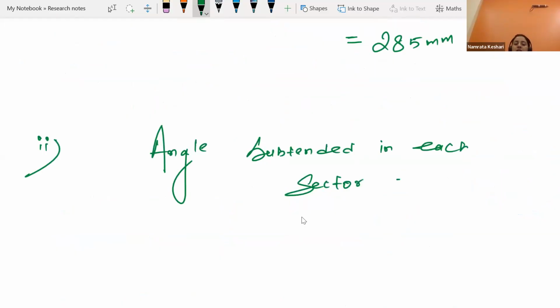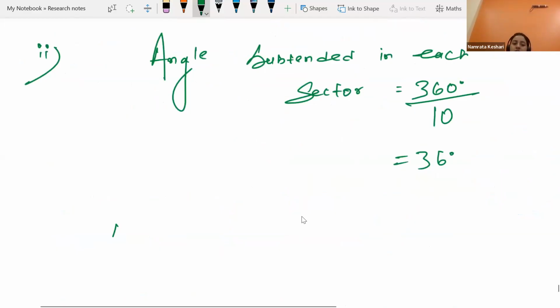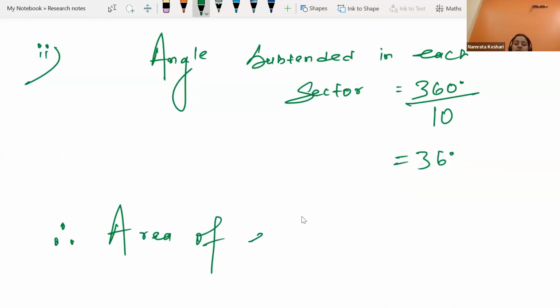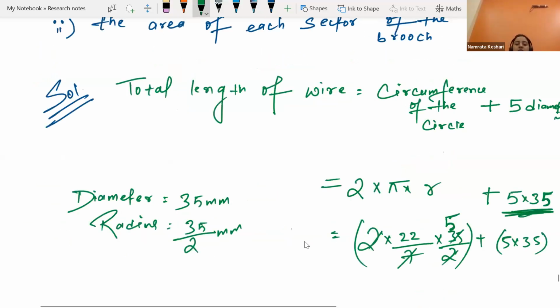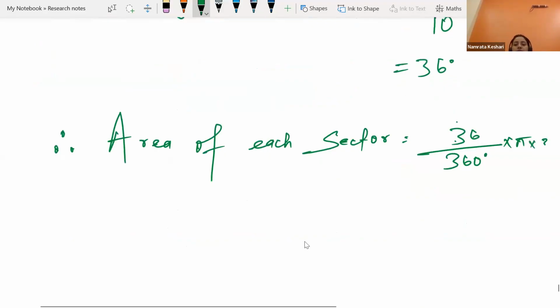The complete angle of the circle is made up of 360 degree, and divided into 10 equal sectors, we are getting 36 degree. Therefore area of each sector is again theta by 360 into pi r square. Our theta is 36 by 360, into pi, and r we already said is 35 by 2, so that r square. Okay, and we are done.